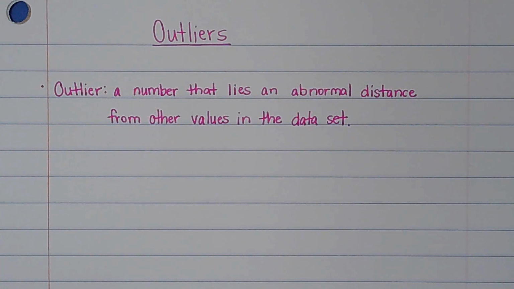An outlier, as the definition says, is a number that lies an abnormal distance from other values in the set. All right, so what that means is you might have a number in your list of numbers that is way different from the other ones. So it's either really, really smaller or it's really, really bigger.